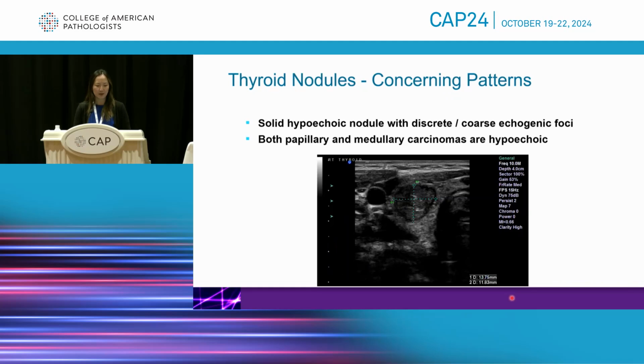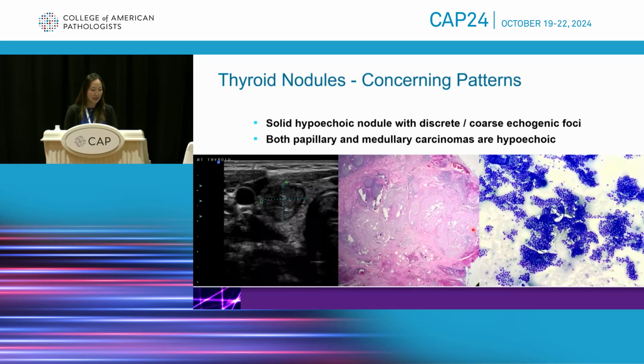What are some concerning patterns? So if you start seeing nodules that are hypoechoic, so this one is a little bit irregular, it's a little bit hypoechoic, and then this would be the appearance of something like a papillary thyroid carcinoma where you've got an irregular hypoechoic lesion and a nice cytology.